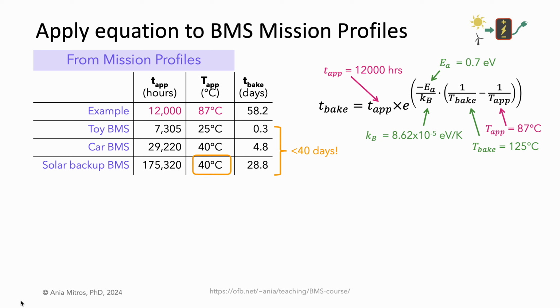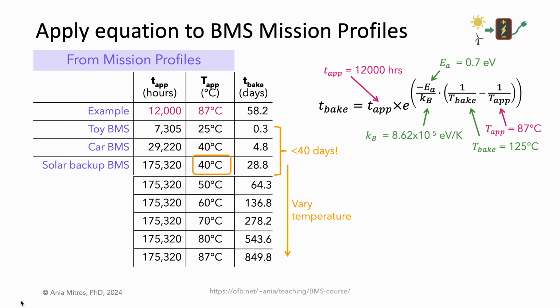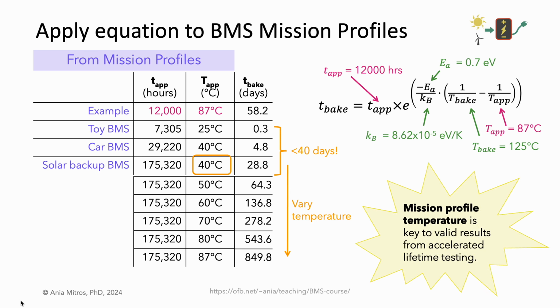The key is the temperature. If the mission profile average temperature increases, the bake time increases dramatically. For example, look at how the bake time increases with temperature for the solar backup BMS. If our BMS ran at 87 C, the same as in the AEC-Q100 example application, we would need an 850-day bake time to validate our reliability target. That's over 2 years, totally impractical. The value we assume for the mission profile temperature is key to getting valid results from accelerated lifetime testing.